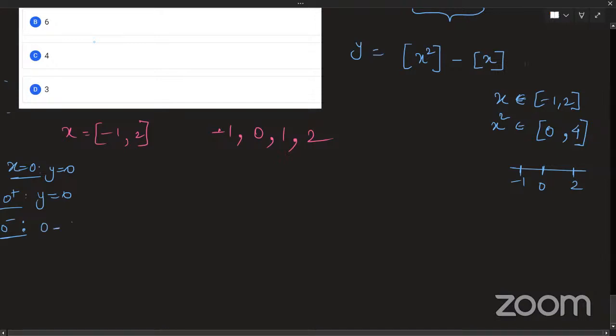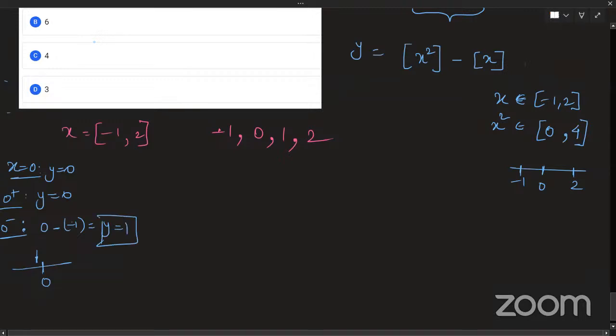And then minus. What is the greatest integer function of 0 minus? GIF of 0 minus? Tell me. Okay, so you have this 0 over here. I'm talking about -1. Great. So this whole value y becomes 1. Y is equal to 1.